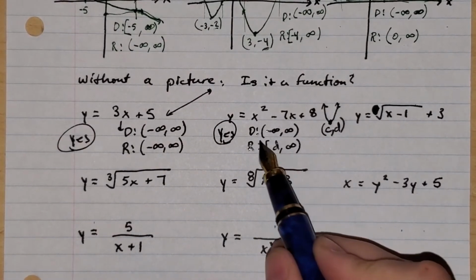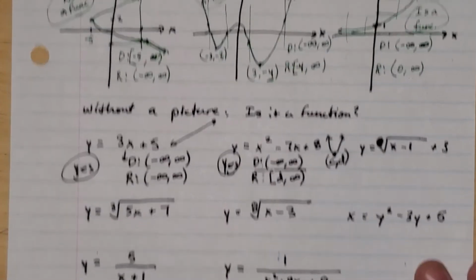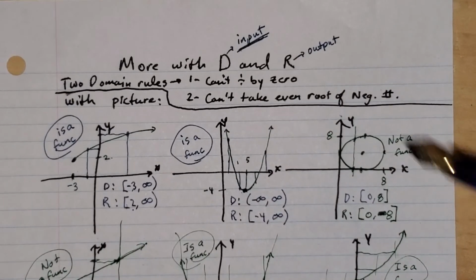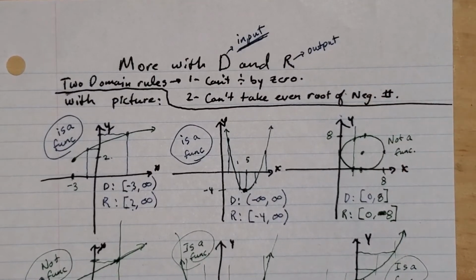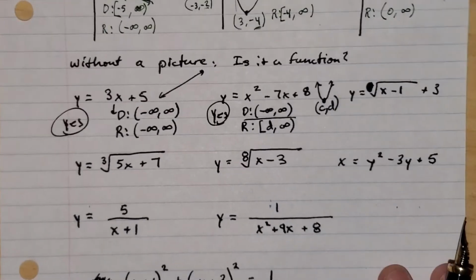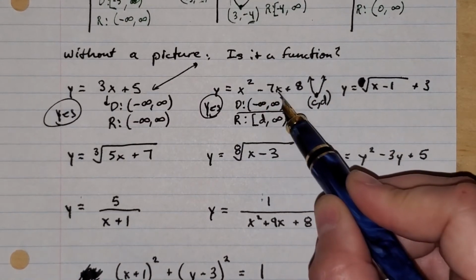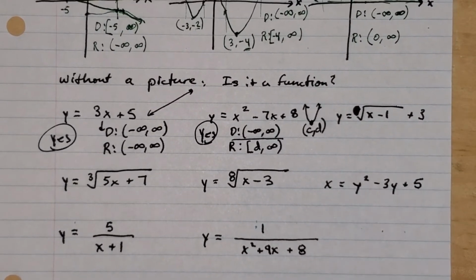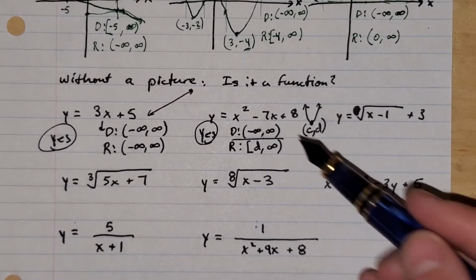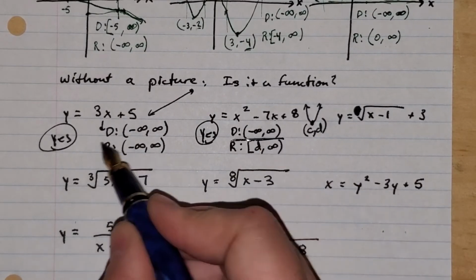Now, how do I know the domain is all real numbers other than knowing what the picture looks like? We'll go back to our two rules. What are our two rules? You can't divide by 0. You can't take an even root of a negative number. Again, look at your question. Am I dividing x by anything? Am I dividing anything by x? The answer is no. Am I taking an even root? No. You cannot violate those two rules. The domain has to be all real numbers.